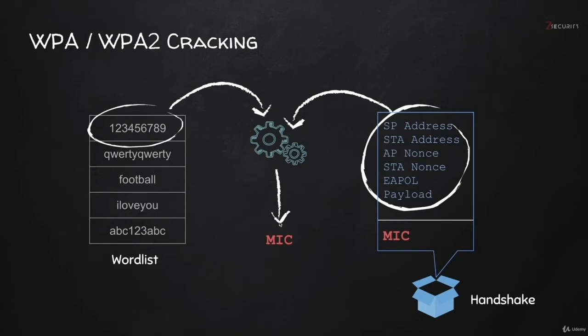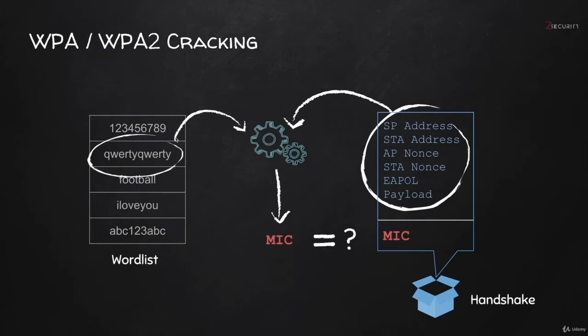And then it's going to compare this MIC to the one that's already in the handshake. If the MIC generated using this information plus the first password is the same, then the password used to generate this MIC is the password for the network. Otherwise, this password is wrong and it'll move to the next password.